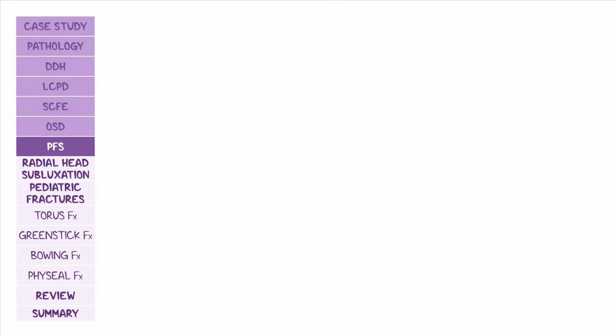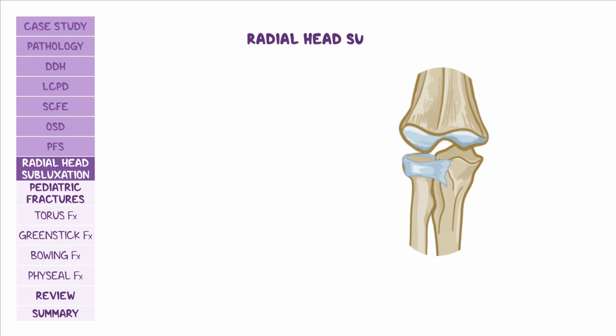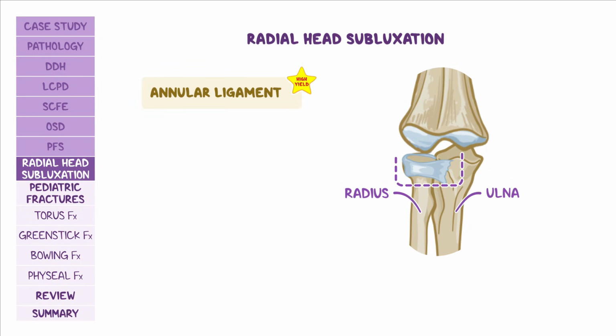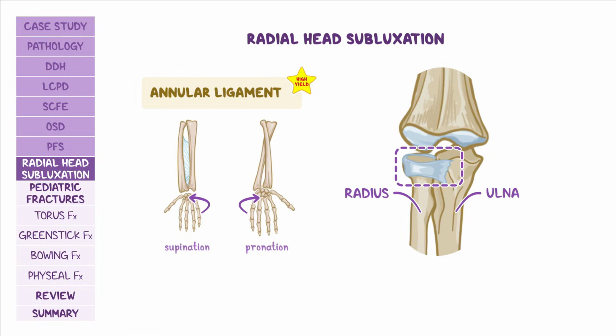Alright, another pediatric musculoskeletal disorder that you need to know for your tests is radial head subluxation. Normally, the head of the radius is attached to the radial notch on the ulna by the annular ligament. This allows the joint to remain stable and rotate during supination, or when the forearm is turned outward, as well as during pronation, which is when the forearm is turned inward.